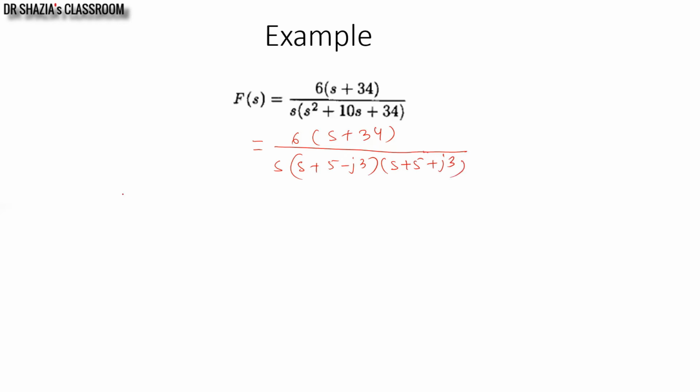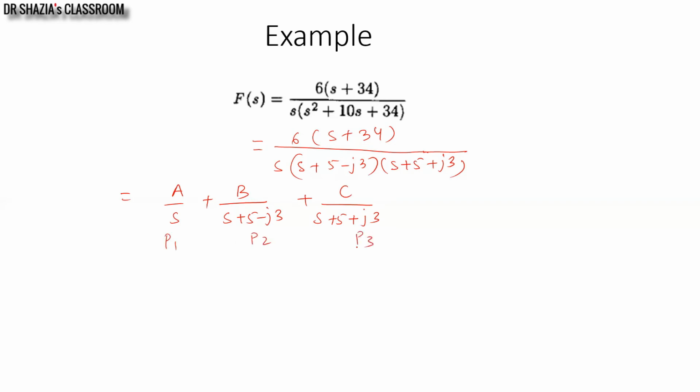And we can decompose it as a by s plus b by s plus 5 minus j3 plus c by s plus 5 plus j3. So here you can see we are getting the two poles. This is your pole 1, 2 and 3.